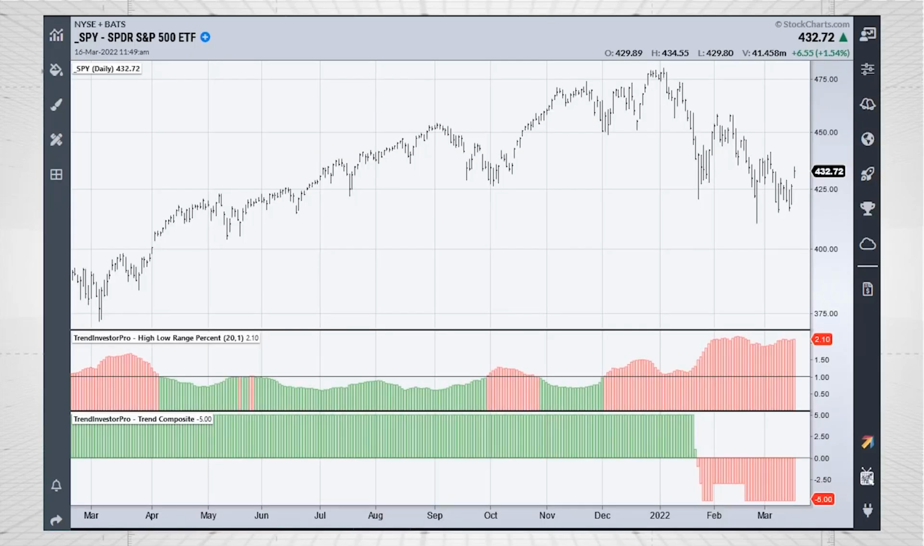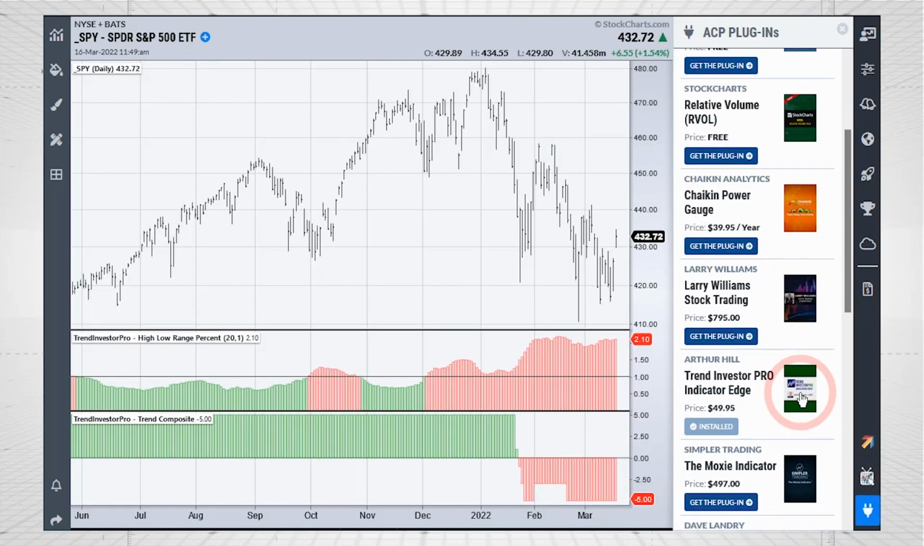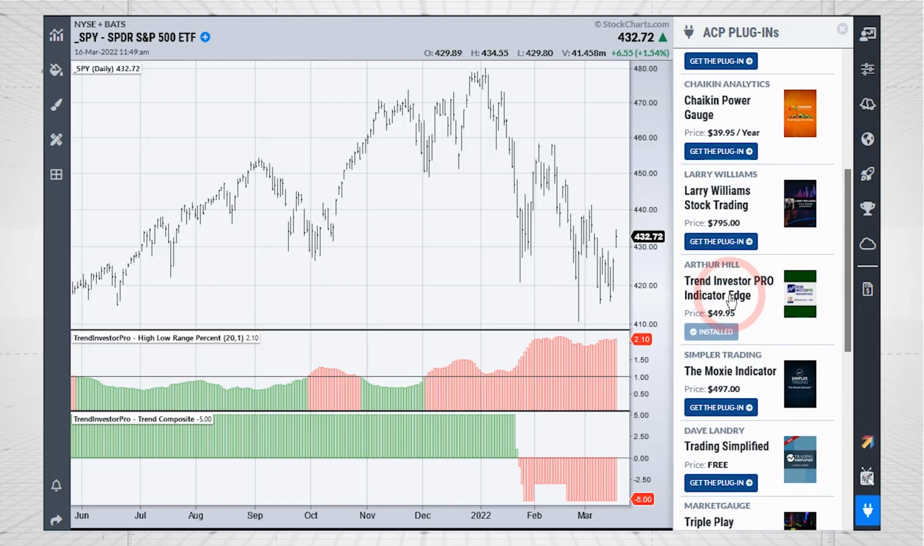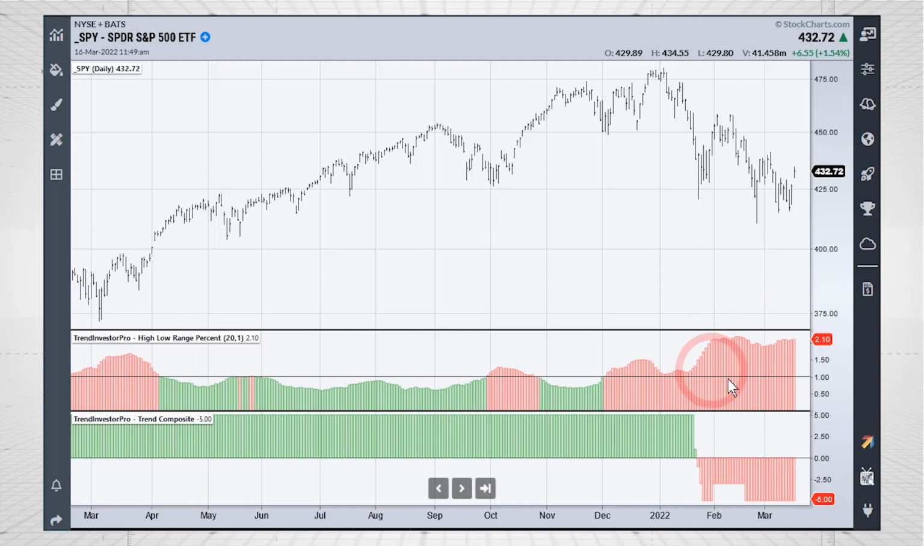So I'll show you where you can find this indicator. I'm on StockCharts ACP, and if you go down to the bottom right, you're going to see a plugin icon. And if you open that, you can see all the plugins available. And there's the Trend Investor Pro Indicator Edge plugin. And I've got two indicators here. I've got high-low range percent, and I've got the trend composite. So I'm looking to do two things. I'm looking to identify the trend and the level of volatility based on this high-low range percent. And I'll show you that formula in a minute.